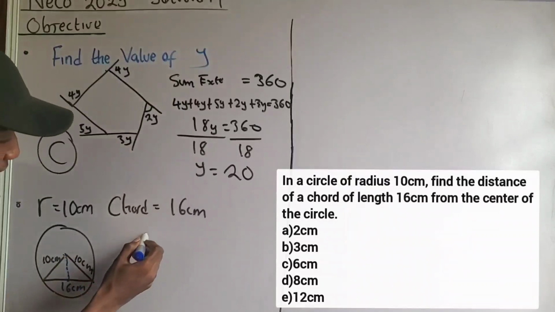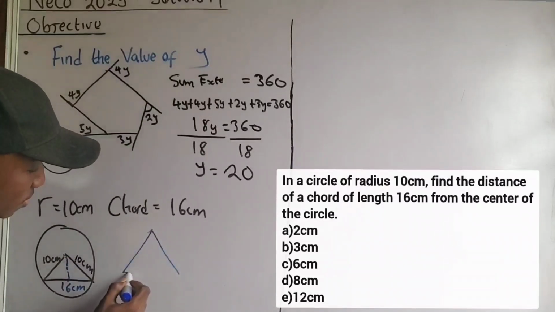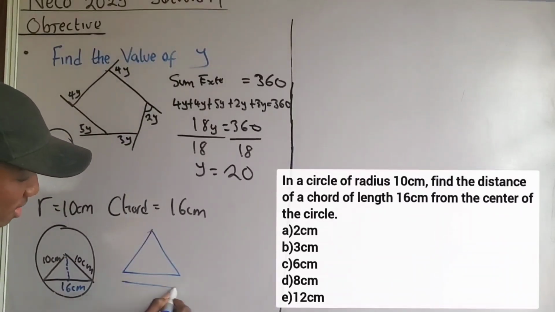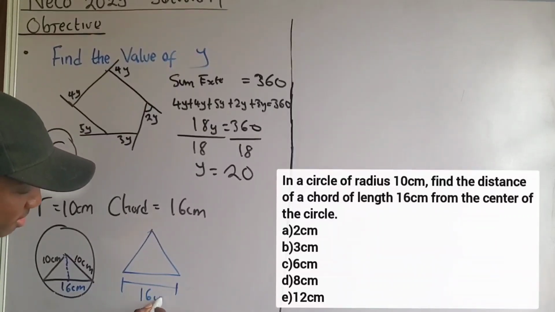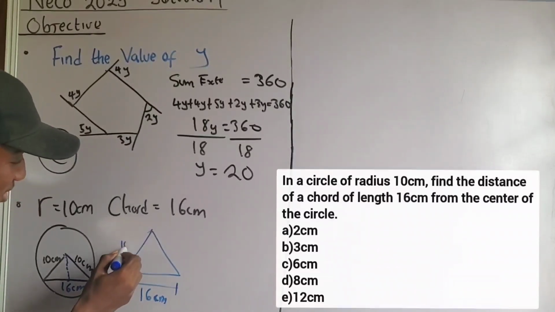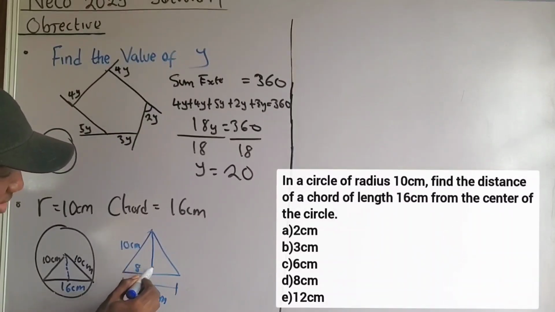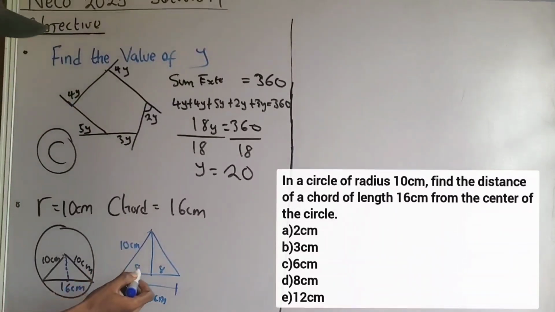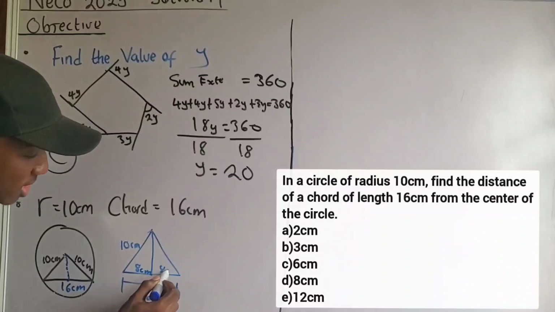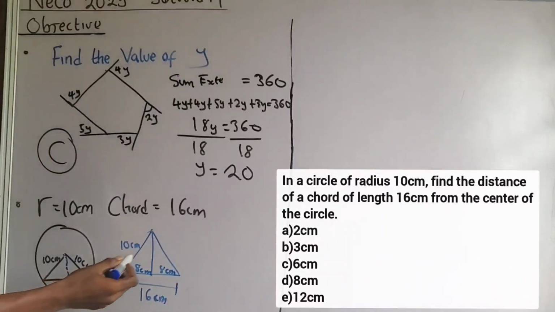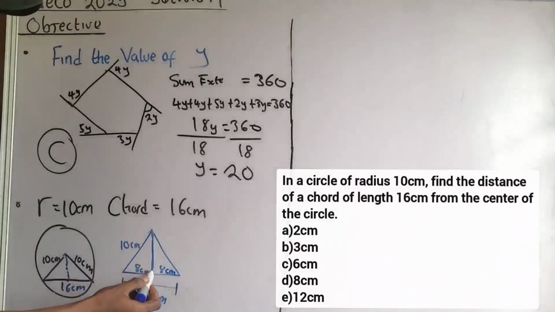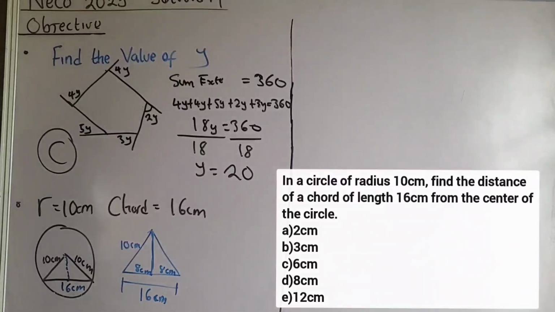Now, let's bring out the triangle. If the total length here is 16 centimeter, and this is 10 centimeter, if I cut the line into half, this will be 8, and this will be 8. This will be 8 centimeter, and this will also be 8 centimeter. So if I want to get this distance, I can make use of Pythagoras theorem. If you didn't understand, listen to the explanation again.